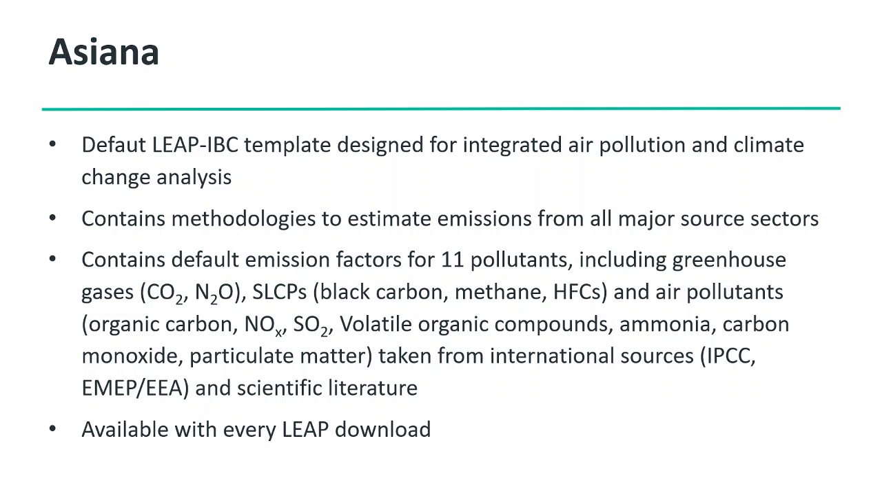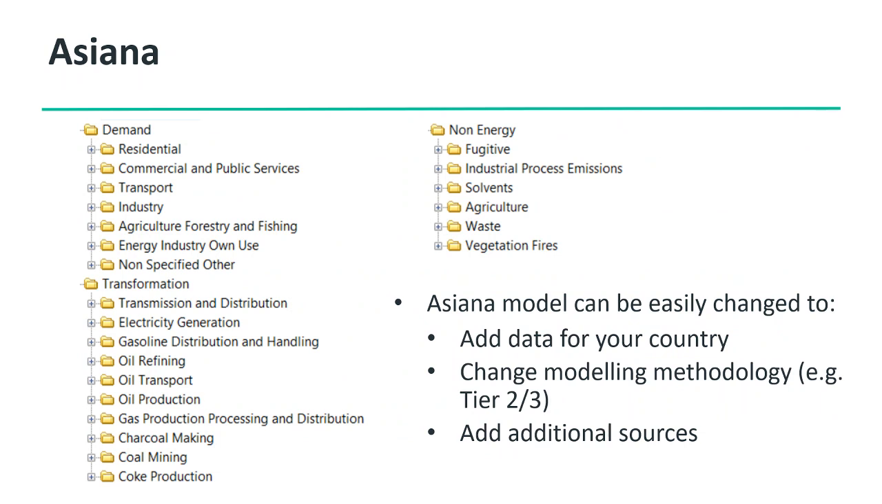First, it includes default emission factors for 11 pollutants, including greenhouse gases, short-lived climate pollutants and air pollutants. And we take these from the European Environment Agency, Emission Inventory Guidance, the Intergovernmental Panel on Climate Change Guidance, as well as scientific literature. So this ASEANA model, these are all the source sectors that are covered. The model can be easily changed. And the way in which countries or cities can use it is to add specific data that you have available to make this data set specific for your city.